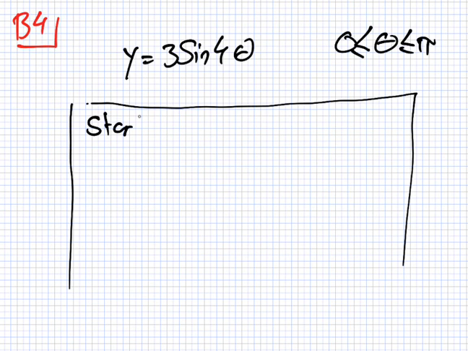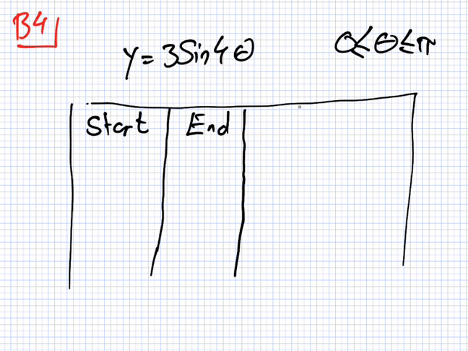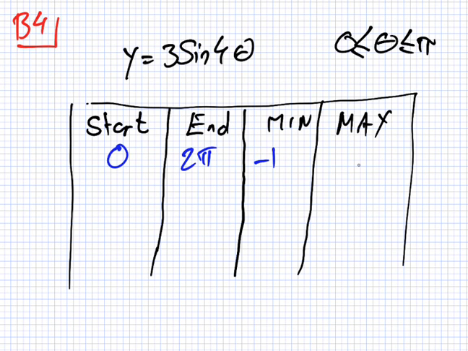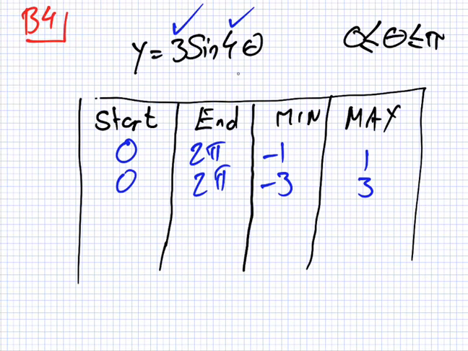Start, end, min, max. 0, 2 pi, minus 1 to 1. The 3 makes the min and max change, minus 3 to 3. And then what does the 4 do? Anyone remember? The 4? What would it do here? Shrink which? Horizontal. Yep.